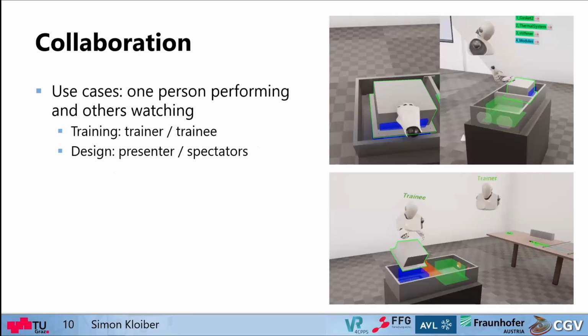For the collaboration aspects, we looked at mostly use cases where one person is performing the assembly and others can watch the performer, can see live statistics and maybe give feedback. For this, we have two major use cases that we're interested in, where we have a trainer-trainee scenario, where a trainer can either show multiple trainees a first iteration of how it's performed, or you have a trainer and a trainee in a one-on-one session where the trainer is watching and giving feedback.